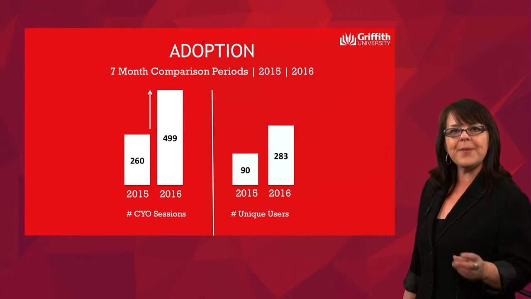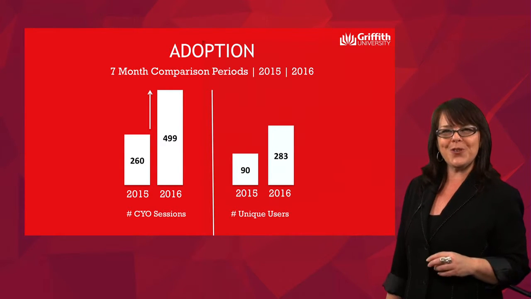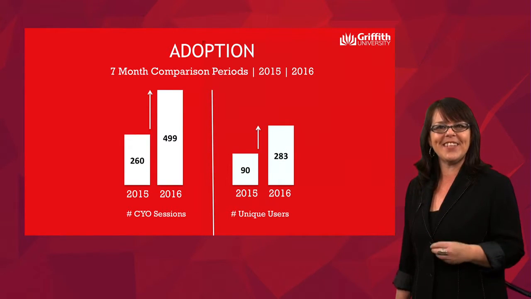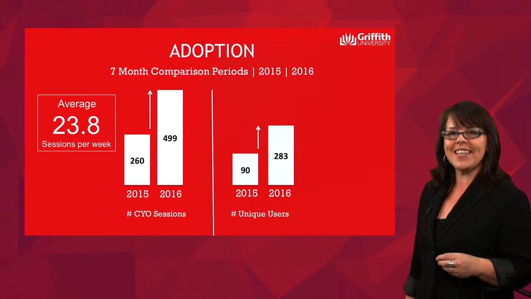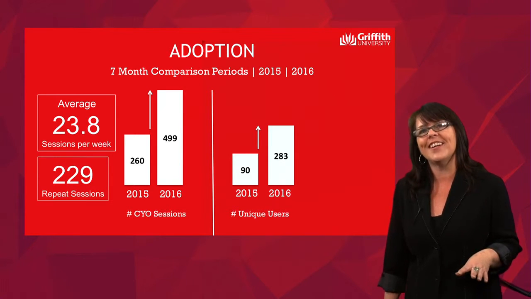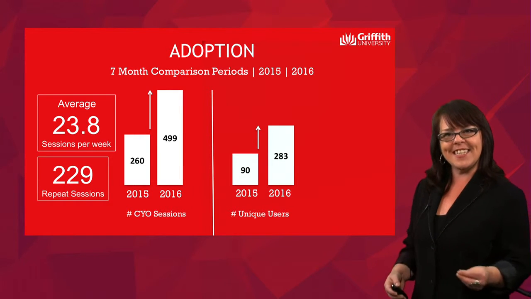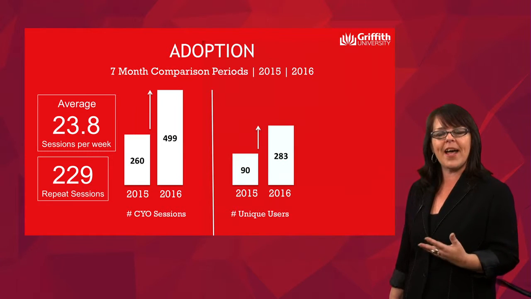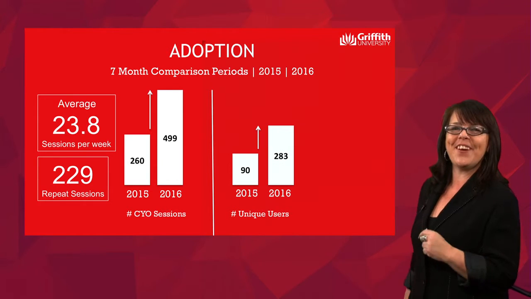Last year we had 90. This year we've seen triple that and a little bit more, 283. So again, going up and in the right direction, really imperative to us. We're seeing on average 23.8 sessions per week in those studios, and 229 of those 499 sessions are repeat. So great indicator there of the stickiness, if you like, or the levels of confidence for people to come back and try it out and have another go at the CYO.